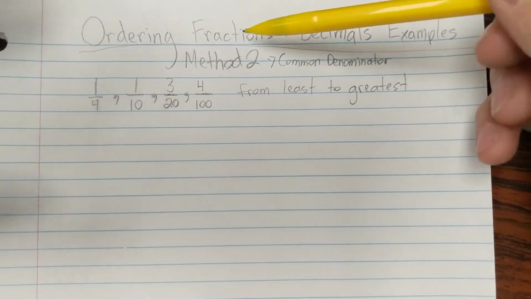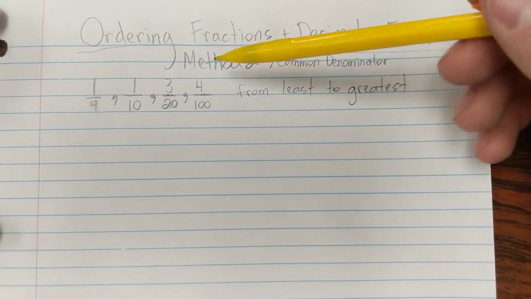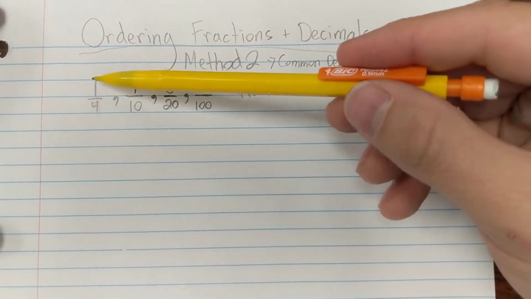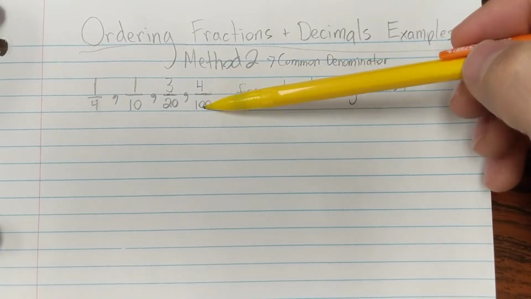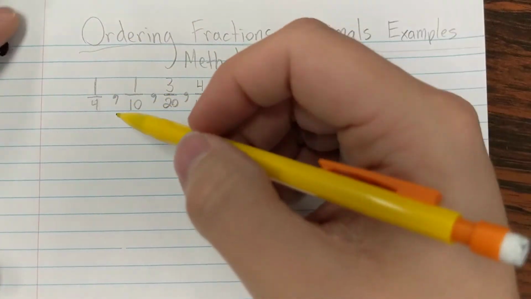Alright, we're going to do some ordering fractions and decimals examples. To start, I'm going to be using method 2, which is our common denominator method. So I have an example here. There's 1/4, 1/10, 3/20, and 4/100. We're going to organize those from least to greatest.